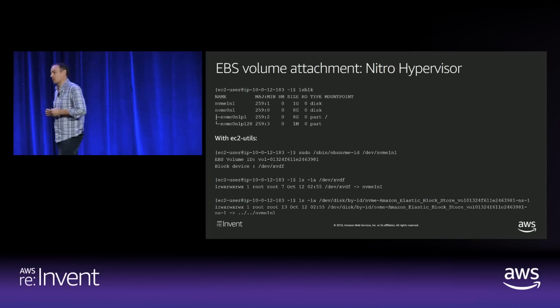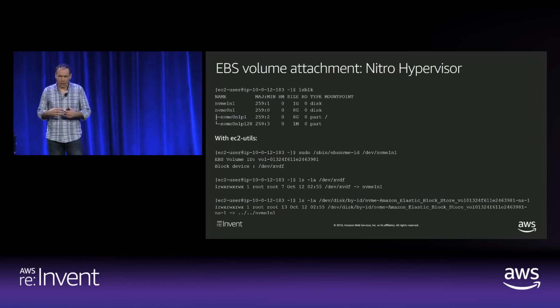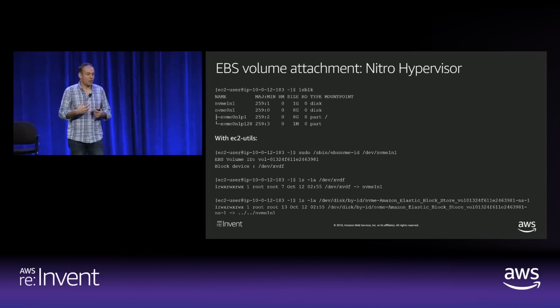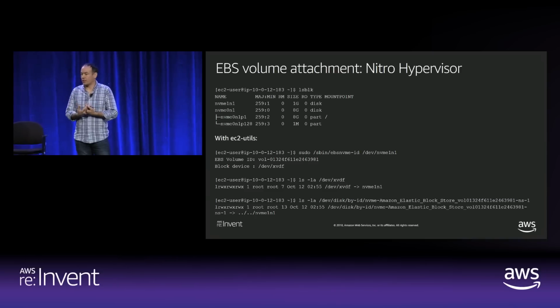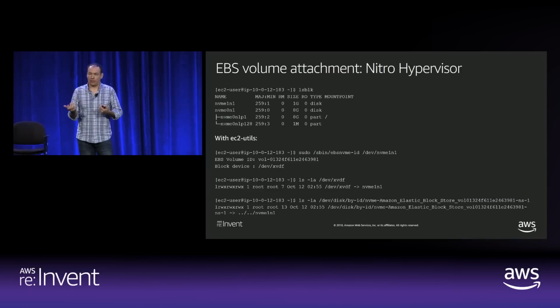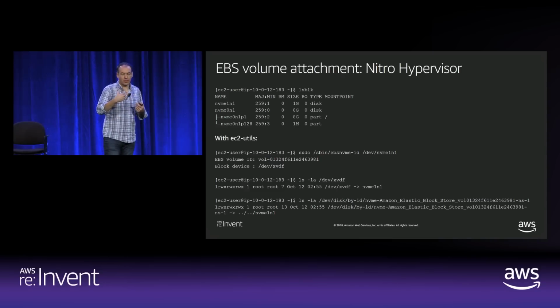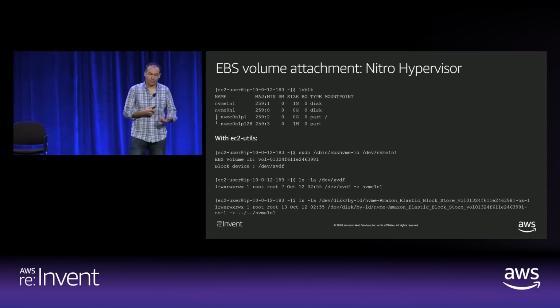In addition, we created rules for the UDEV system so that when your volume is attached, the NVMe 1N1 gets created, and then an event notification is sent to UDEV. We poll for that, or we look at the device for the mount point, and actually create a symbolic link to that NVMe 1N1.